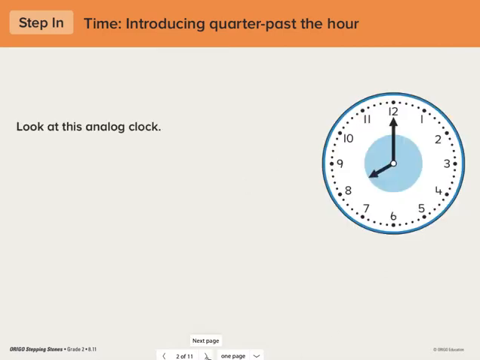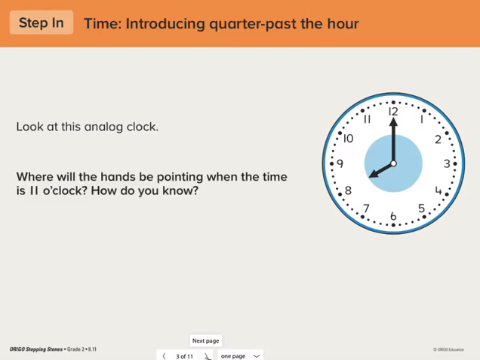So let's see. Look at this analog clock. Let's talk about some things that we notice. Where will the hands be pointing when the time is 11 o'clock? How do you know? Where would the hour hand be pointing? The hour hand would be pointing directly on the 11, right? Okay. Where would the minute hand be pointing?